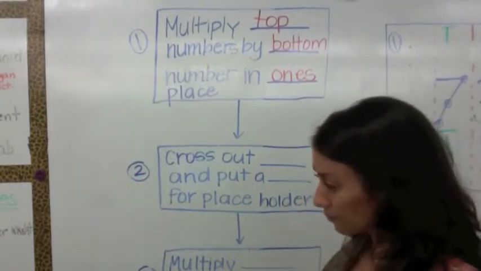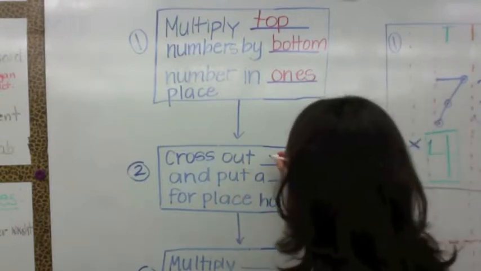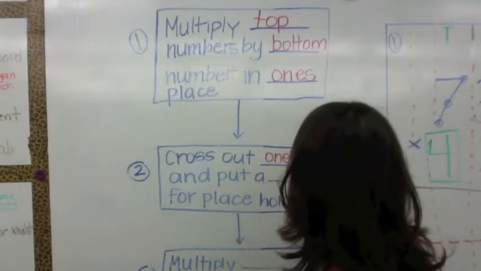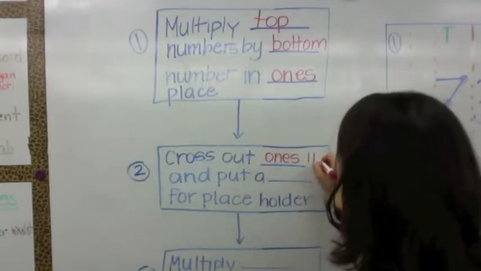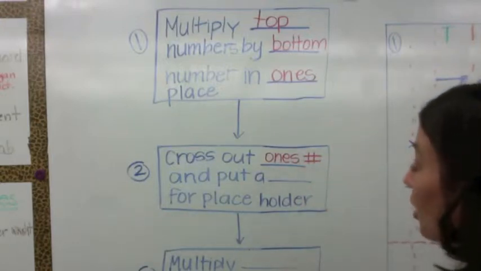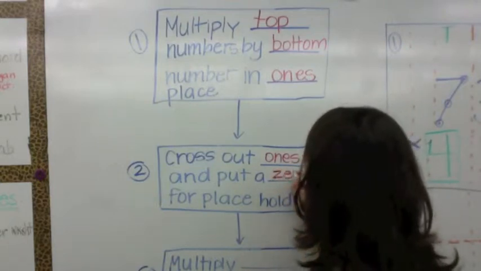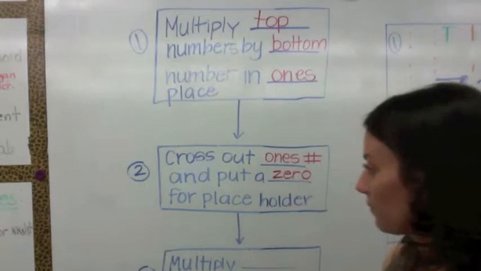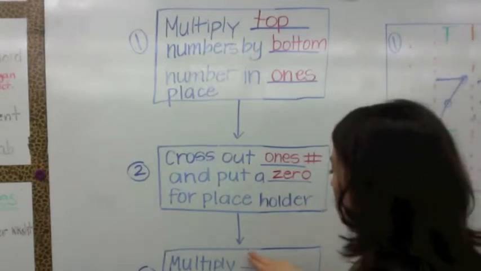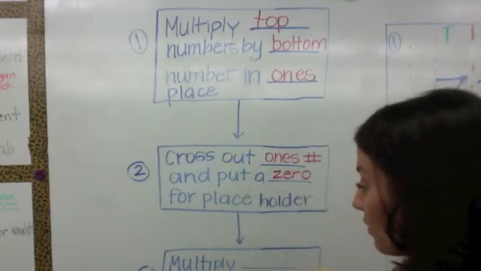So the next step is, I think this is helpful, to cross out the ones, and then you're going to put a number sign right next to it, okay? The number sign is 2 lines up and down and 2 lines across. So that's the ones number. Okay, so you're going to cross out the ones number and put a 0 for a placeholder, okay? Put a 0 for a placeholder, because you're done using the ones number. So you cross it out, then you put a 0, okay?